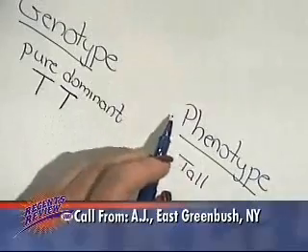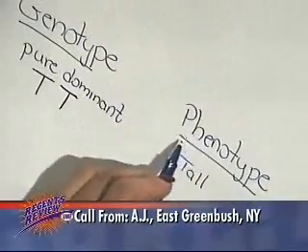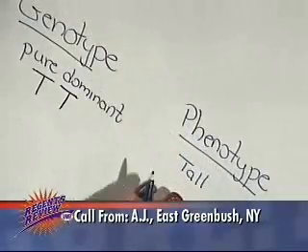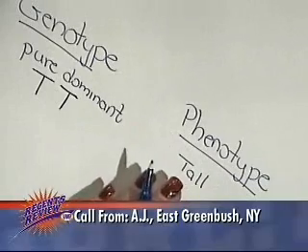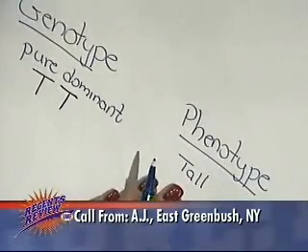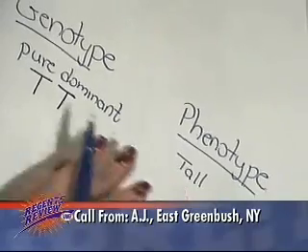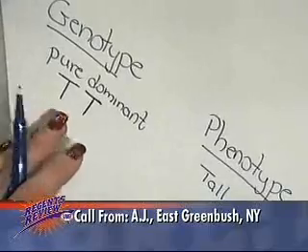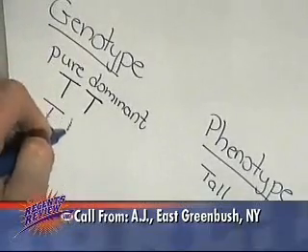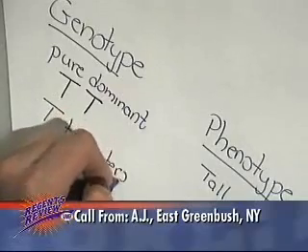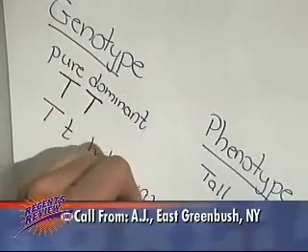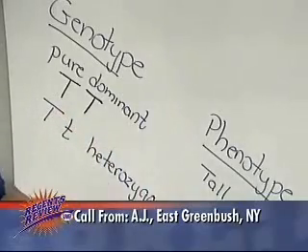Phenotype, it begins sort of like with the word physical, phenotype. It means describing the actual physical trait that shows up. Tall, short, blue eyes, brown eyes, curly hair, straight hair. The genotype is when you describe the genes. For example, the genotype big T, little t, you use the word heterozygous to describe the genotype.